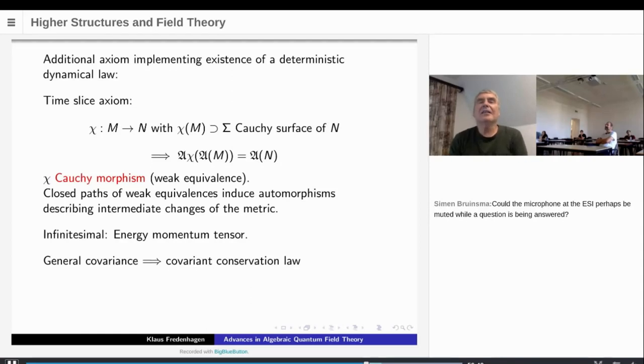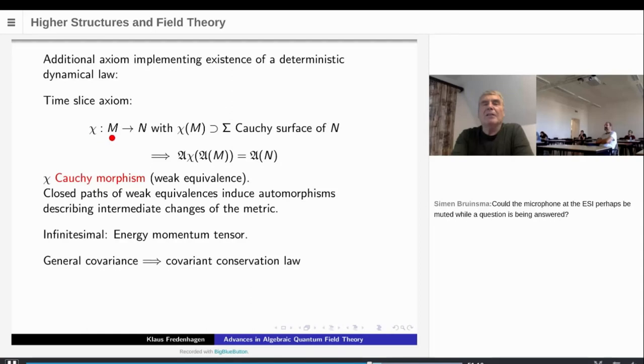Now, we want also to have the property that in the theory there is a deterministic dynamical law. This is also true for the Haag-Kastler framework, that one should also add this axiom to have a deterministic law. This is the so-called time slice axiom. And the time slice axiom has the following form.